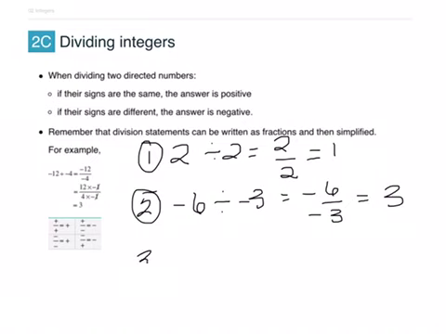However, if one of the numbers, either the numerator or the denominator, is different, let's have an example here, negative 12 divided by 4, your answer would always be negative. So there's the negative, and then 12 divided by 4 gives you a negative 3.